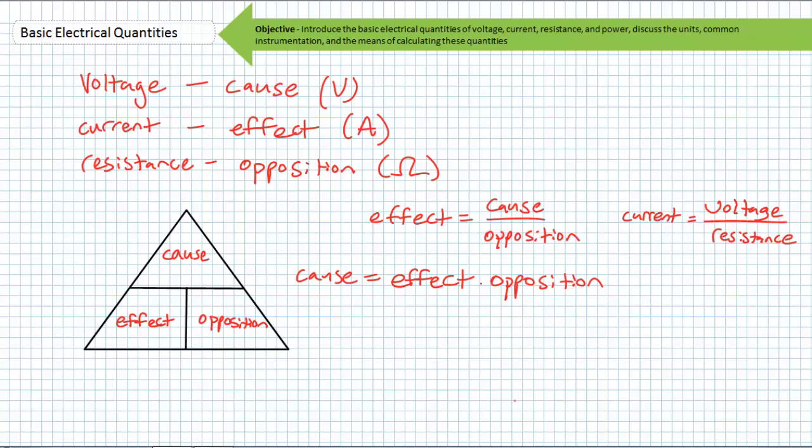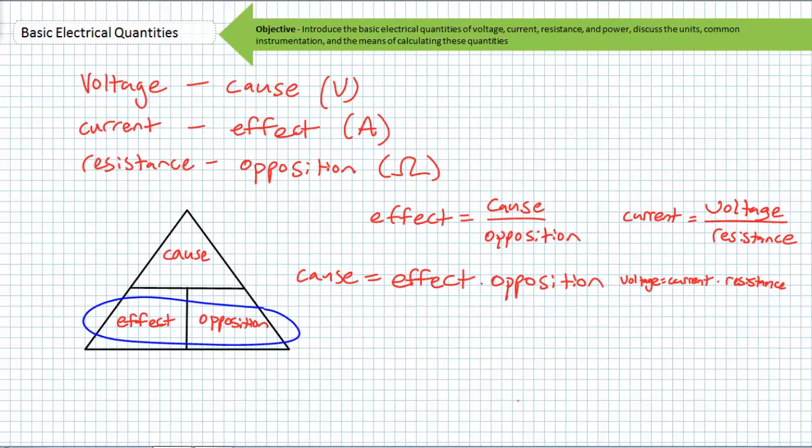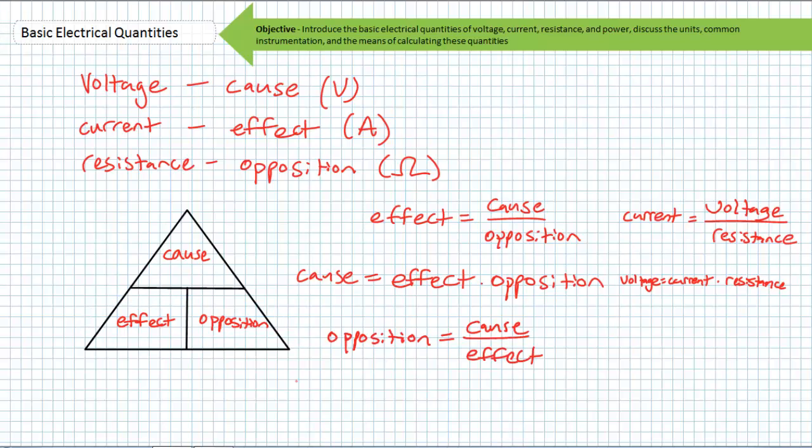If we can observe and measure the effect and the opposition, it's very easy to determine the cause, because it's effect times opposition. Or in our case, it would be voltage equals current times resistance. If we could observe and measure both the cause and effect, it's very easy to determine opposition, where opposition is equivalent to cause divided by effect, where in our case, resistance is equivalent to voltage divided by current. The terms make sense, and I have not even put any numbers in there.